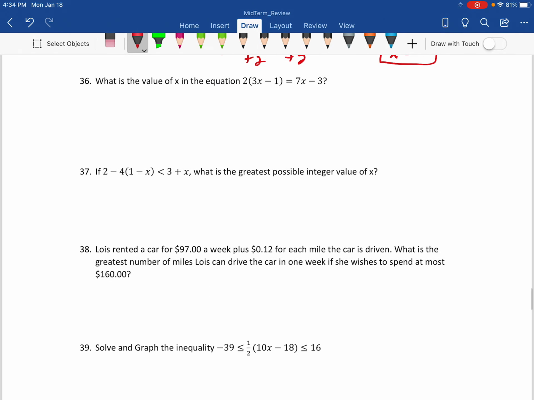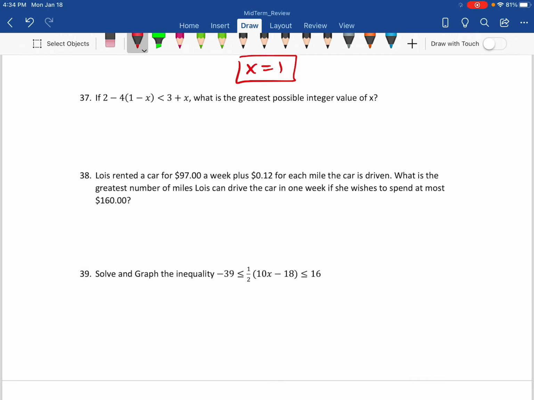Number 36 is done the same way. So this is going to give me 6x minus 2 is equal to 7x minus 3. And we're going to combine like terms, distribute. So we're going to subtract 6x, so negative 2 is equal to x minus 3. We're going to add 3 to both sides. So that's going to give me, not negative 1, it's going to give me positive 1. So x is equal to 1.